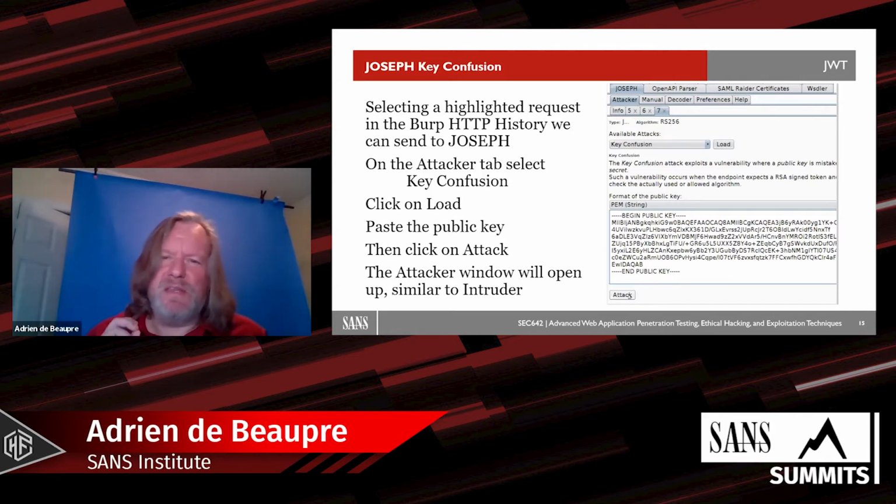So Joseph calls the switching from RS-256 to HS-256 key confusion. You'd find the request with the appropriate header, right-click, send it to Joseph, load the attack, and then paste the public key. It'll strip off the RS-256 signature, change the header for you, and sign it HS-256 with the public key. Then you submit it to see if you become someone else or change your assertion.